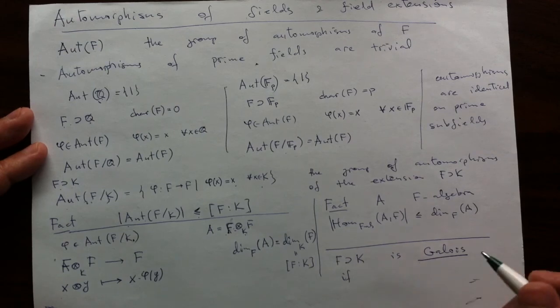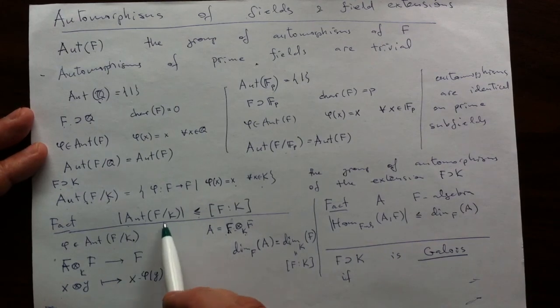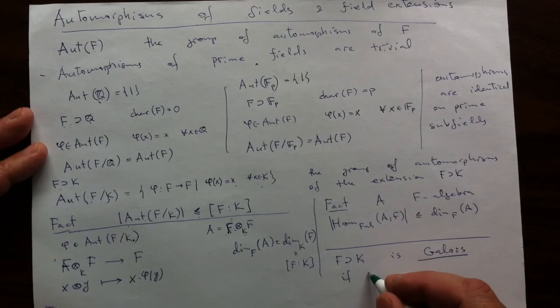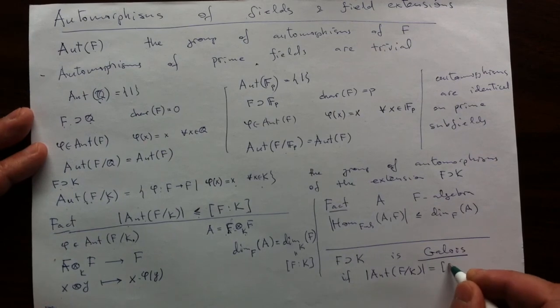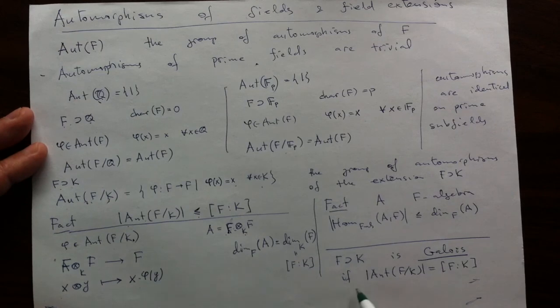if it is maximally symmetric. We have as many automorphisms as are allowed there. So if the symmetry group of this extension is of the same order as the index. So that is, in my opinion, the most natural way of defining Galois extensions.